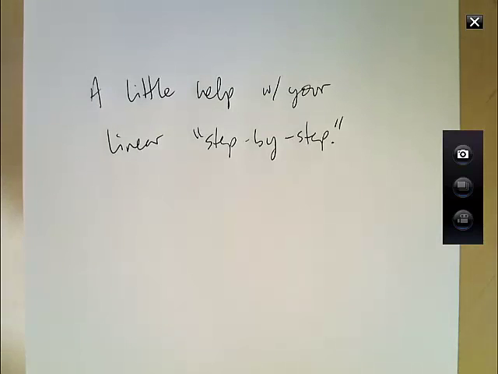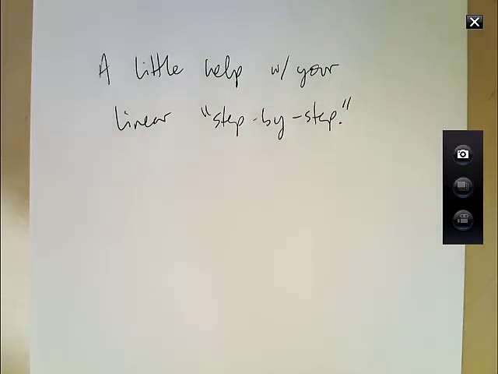Okay, a little help with your linear step-by-step. I'm not going to walk through every single thing here. There are 8 items. I'm just going to start talking generally, and I think what I say will help you. I'll go for whatever I think is going to be the most confusing, because I'm only going to talk for 10 or 12 minutes or so. But hopefully this will be some help.